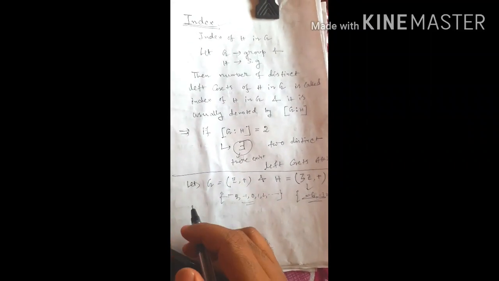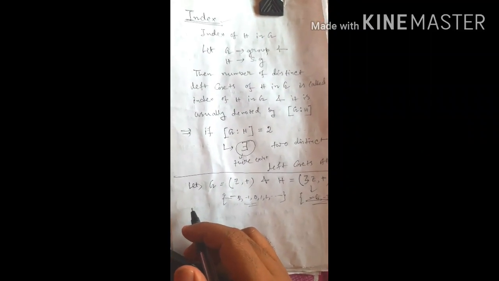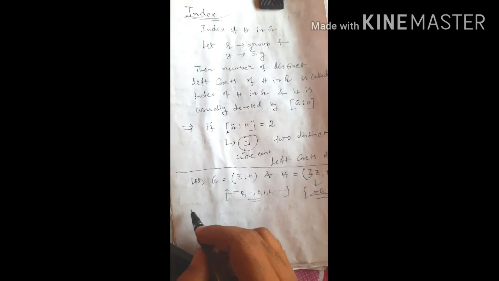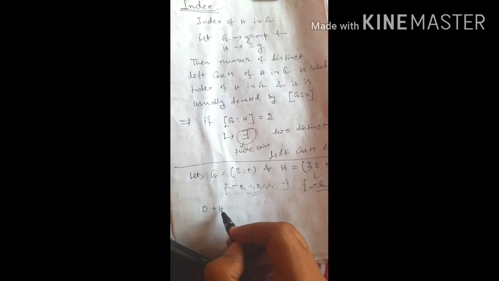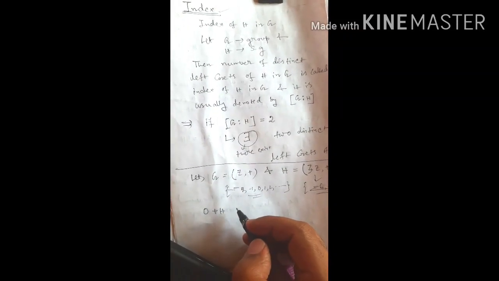The left cosets are: here we can see 0 plus H. 0 plus H is the first left coset. What is the reason?